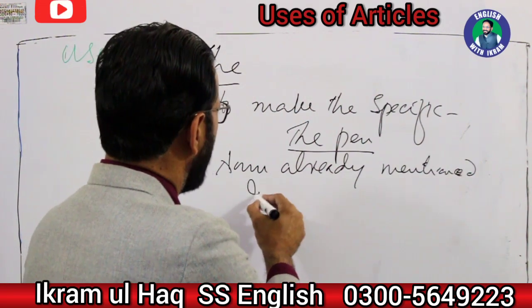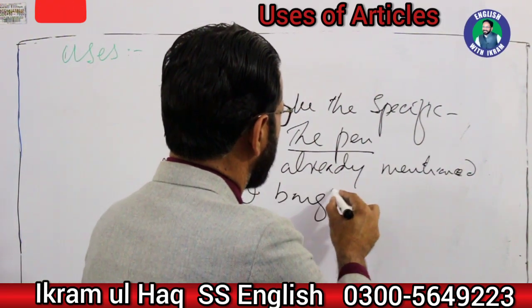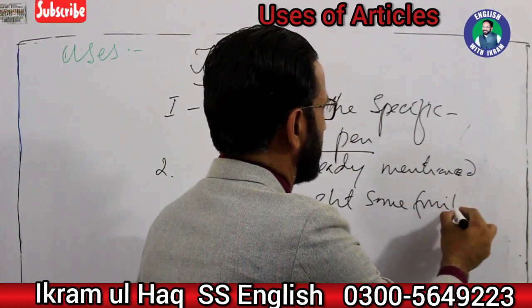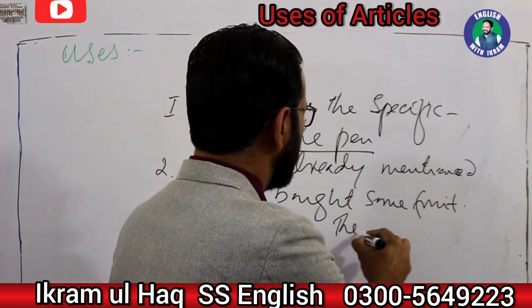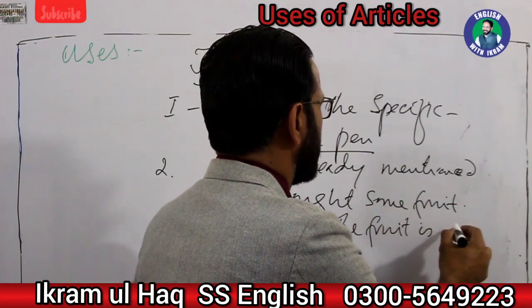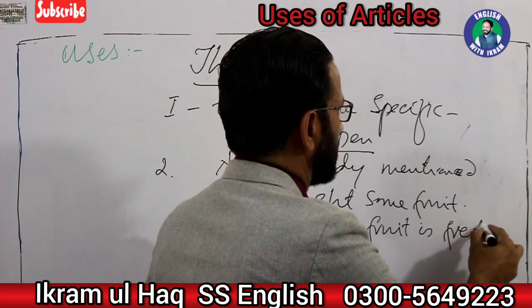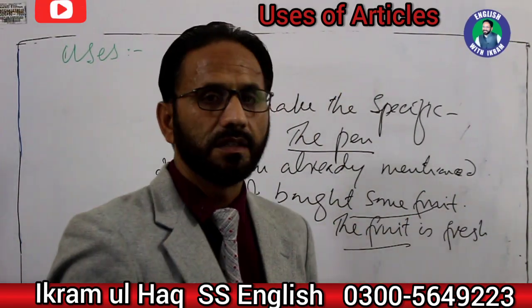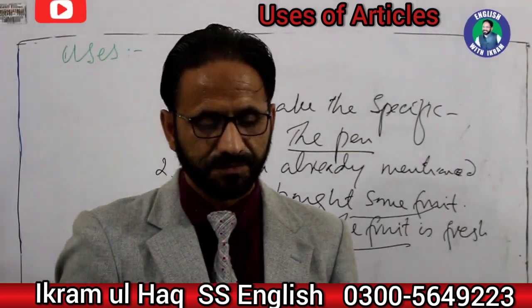For example, I bought some fruit. In the next sentence, you say the fruit is fresh. Now, the fruit means I am referring towards the noun that has already been mentioned.